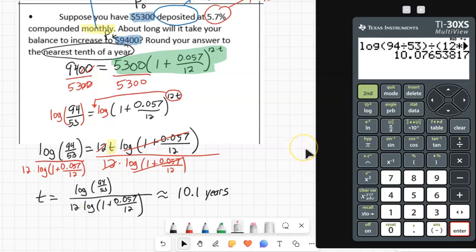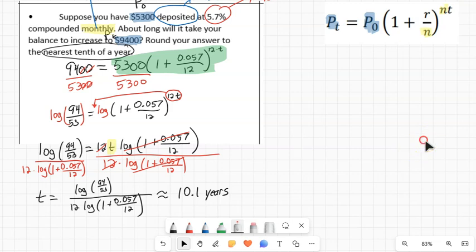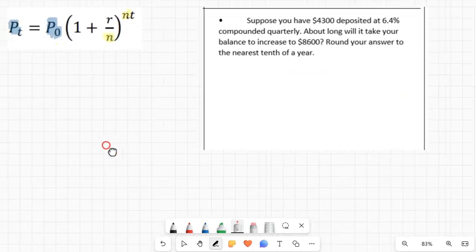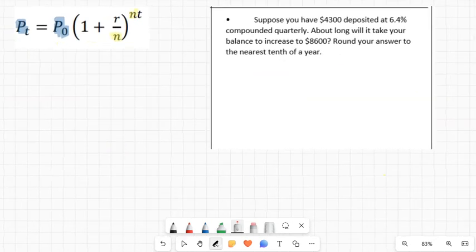All right, now it is your turn. Go ahead and pause the video, work this problem out on the right, and see what you come up with. You should come up with 10.9 years. Well, this would be t is approximately 10.9 years. And you can check that and make sure you're right. Okay, I hope this helps.